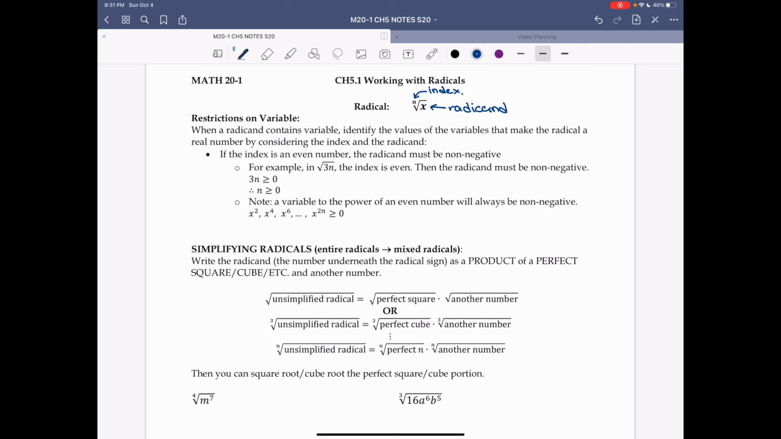Note, a variable to the power of an even number will always be non-negative. So x to the power of 2, x to the power of 4, x to the power of 6, x to the power of any even number is always going to result in something greater than or equal to 0. Why is this? Because a negative number, let's say negative 3 to the power of 2 or any other even number, is going to be negative 3 times negative 3, or negative 3 times negative 3 times negative 3 times negative 3, however many times we have the exponent. And because it's an even number of times, a negative times a negative equals a positive. So if it's negative 3 to the power of 2, we get positive 9.